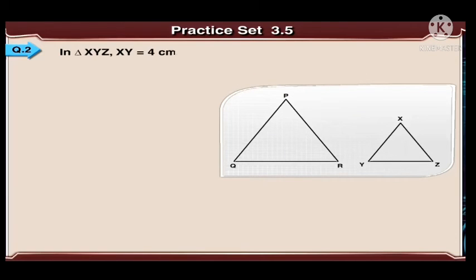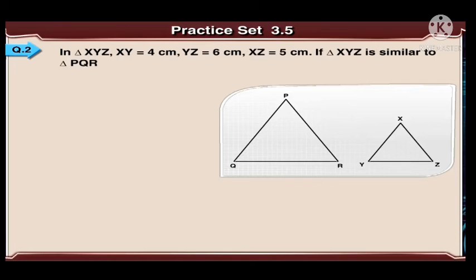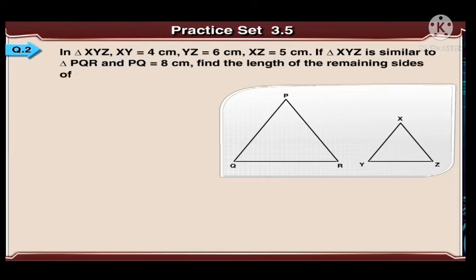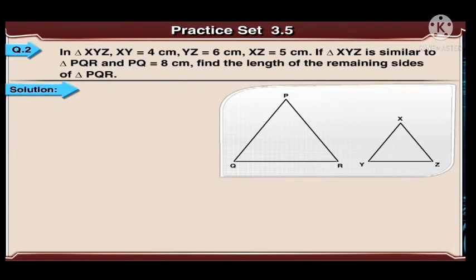Question number 2. In triangle XYZ, XY is equal to 4 cm, YZ is equal to 6 cm, XZ is equal to 5 cm. If triangle XYZ is similar to triangle PQR and PQ is equal to 8 cm, find the length of the remaining sides of the triangle PQR. Solution.